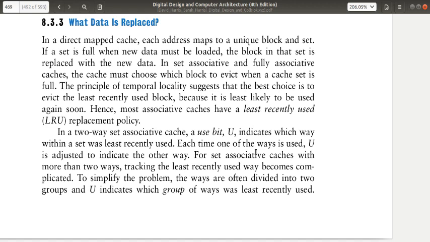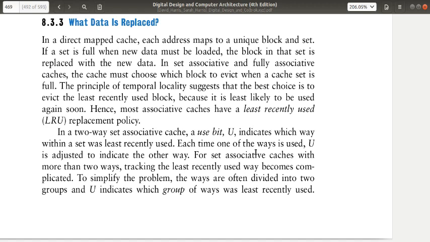So in direct mapping, whenever there was a new block to be copied from the main memory, and if there was another data sitting in the location in the set where this new data was supposed to be copied, then there was no hesitation, the older one was evicted, it was replaced. There was no doubt in that, because only one block was there in each set.